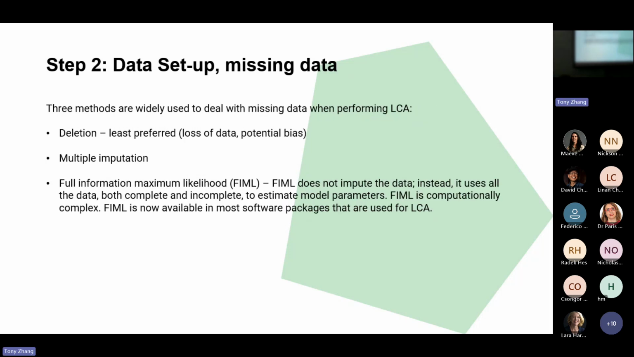And for missing data, basically there are three options. Option one is deletion, which I don't recommend, just deleting the observations. And you can use either multiple imputation or something called full information maximum likelihood. The FIML approach does not impute the data. Actually, it uses all the data, both complete and incomplete. It is available in most software packages that are used for the LCA. But sometimes it may take quite a long time to finish the calculation.